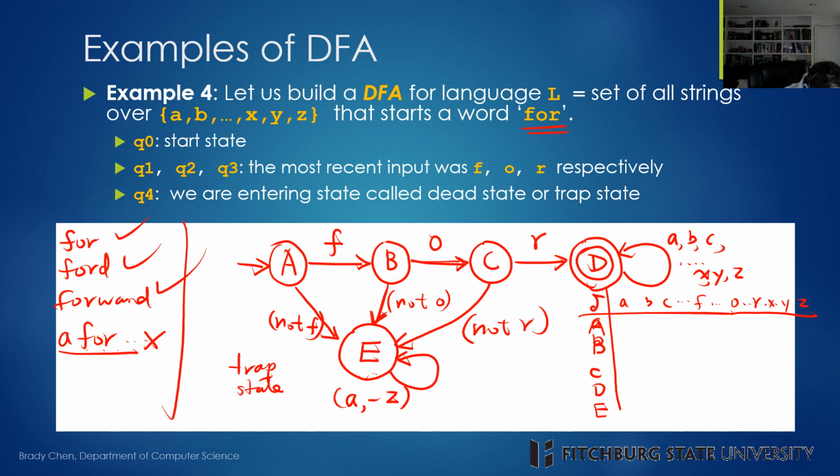So if A combined with A, the state A combined with lowercase a, we're going to go to E. A combined with F, we go to B. Everything else goes to E, right? That's going to be a very big table. And then if we're in the state B, we have to make sure only when we actually have the input character O, then we reach C, right? In other cases, we're going to end up with E.